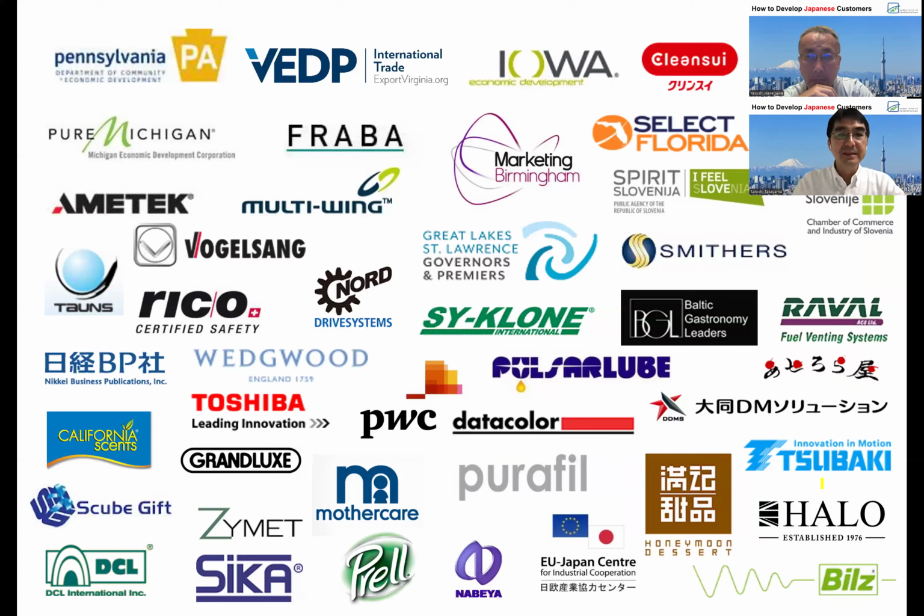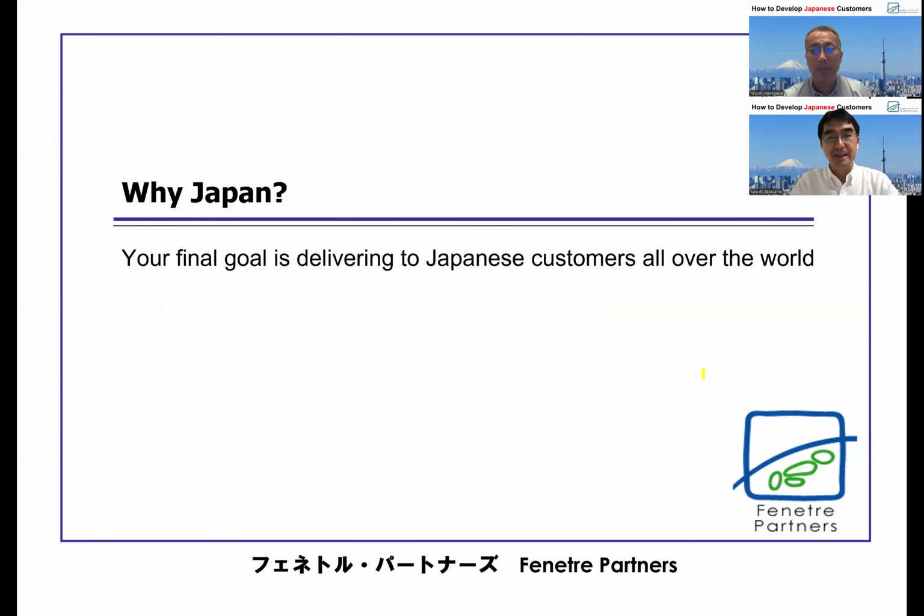This page shows logos of our past and current clients. As explained earlier, we have clients of mainly European and American manufacturing companies and also governmental organizations. Industries of our clients are mainly industrial machinery, components, automotive, but we also have customers of consumer products. Then from the next page, my colleague Yasushi will explain the main topic of this presentation.